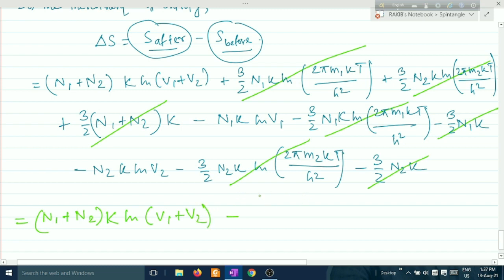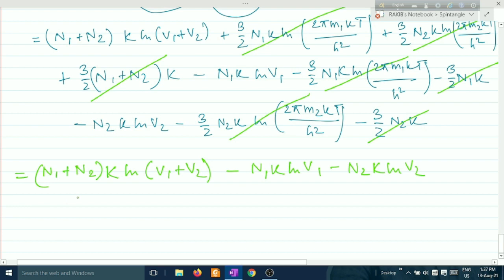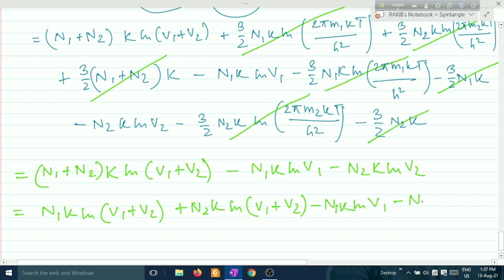The second term will be n1 k ln v1 minus n2 k ln v2. I am writing this, decomposing it: n1 k ln(v1 plus v2) plus n2 k ln(v1 plus v2) minus n1 k ln v1 minus n2 k ln v2.